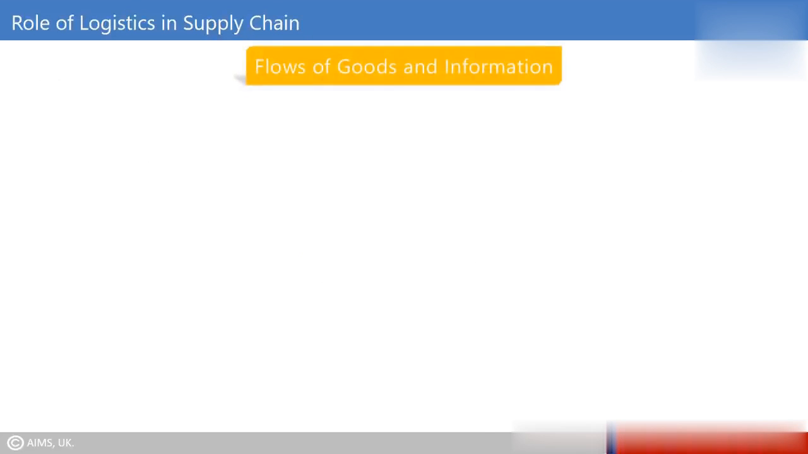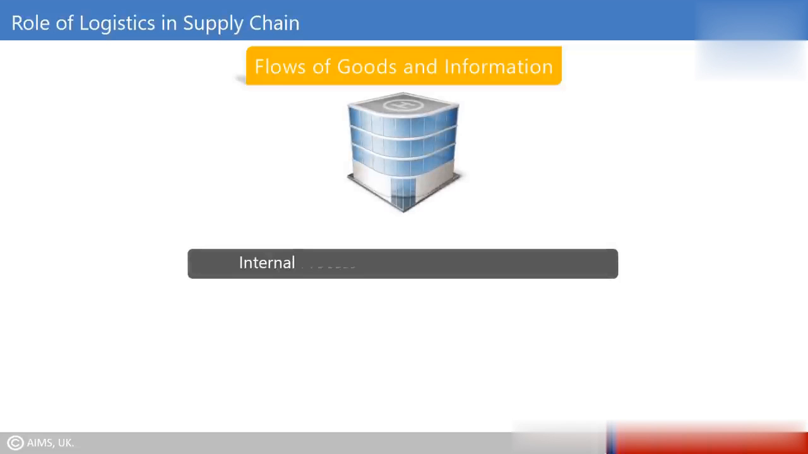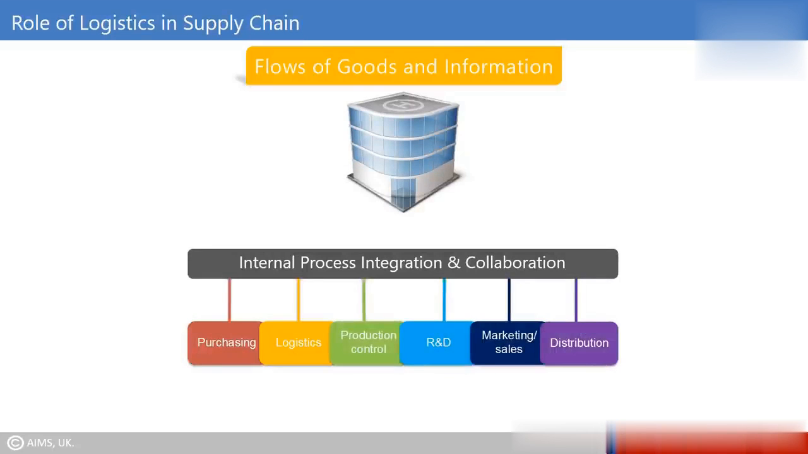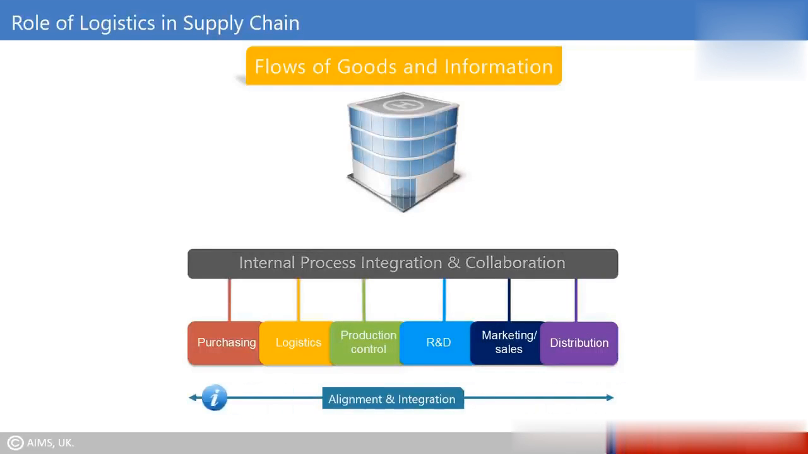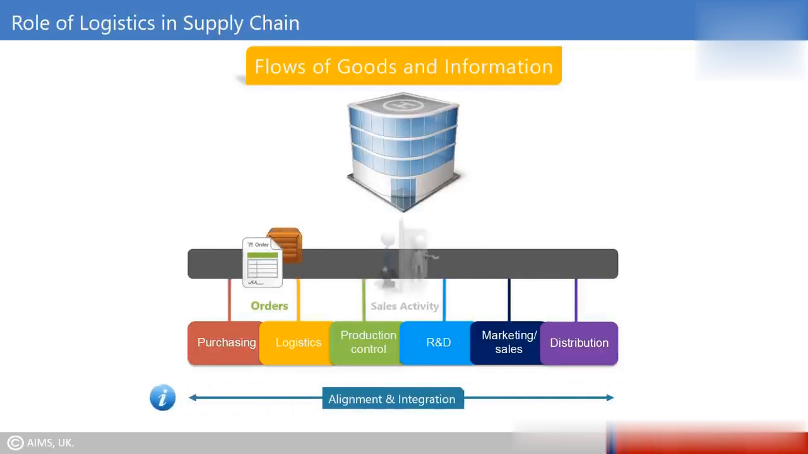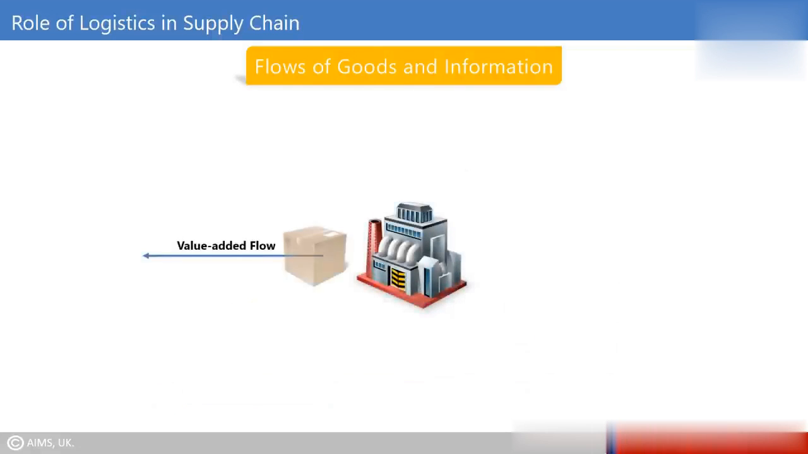Flow of goods and information. These flows exist in each supply chain. Enterprises must have internal process integration and collaboration between functions, as well as alignment and integration across the supply chain. Customer information flows through the enterprise via orders, sales activity, and forecasts. Value-added flow of goods begins as products and materials are procured.